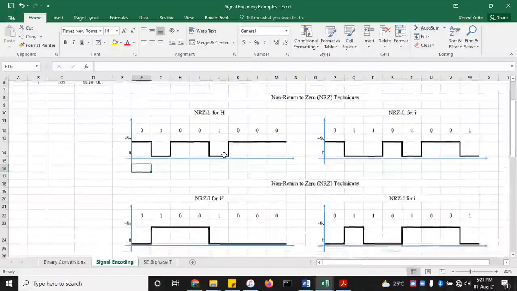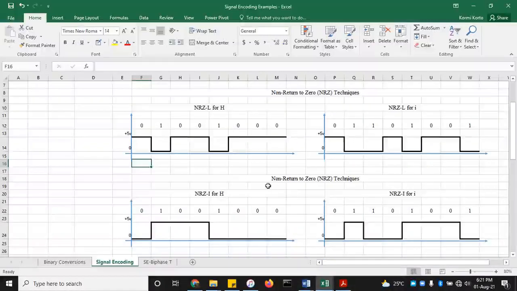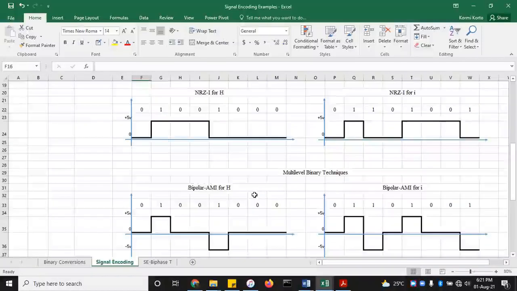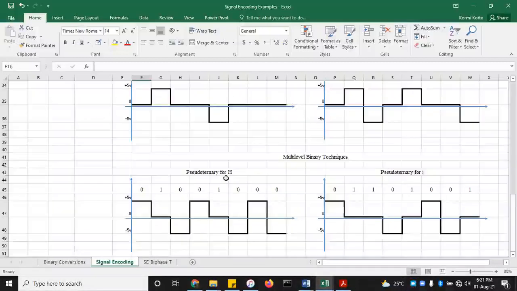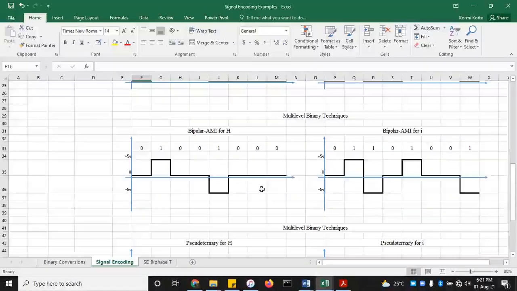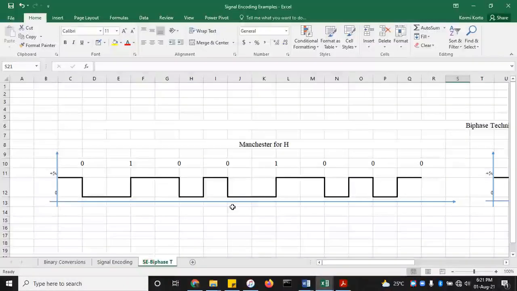So we went through the non-return to zero level, covered the two schemes underneath it, the level and the inverted, and then moved on to the multi-level, and for the multi-level we covered the bipolar AMI as well as the pseudo-ternary. So that ended the first two groupings, and then the third grouping, the biphase, we had just the Manchester and the differential Manchester. I'll cover that some other time because of the complications in it.